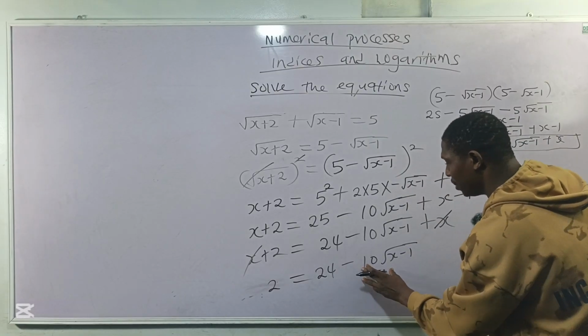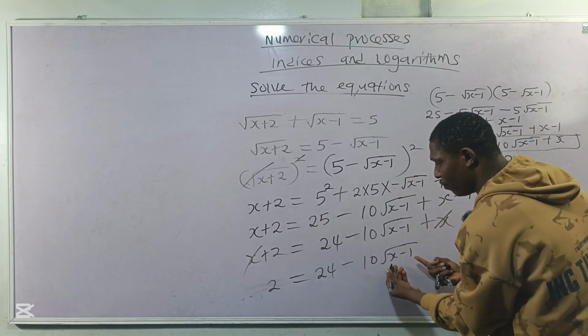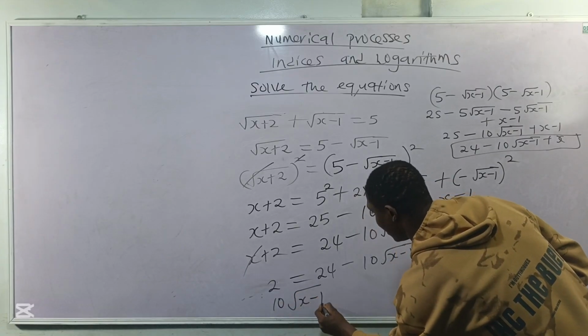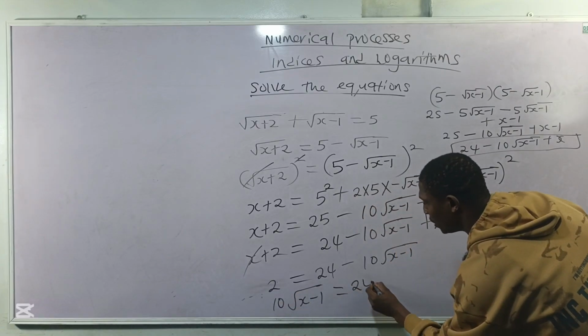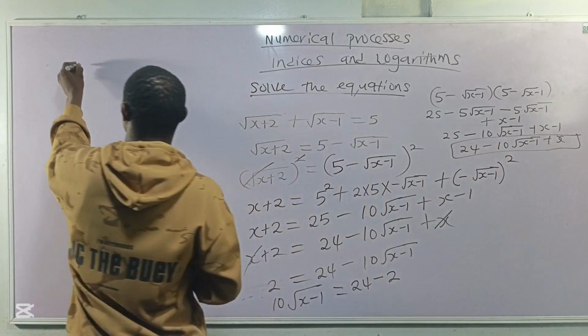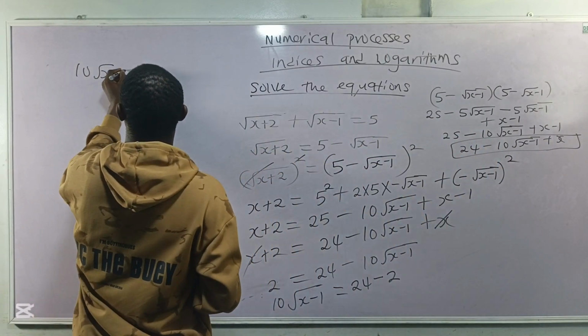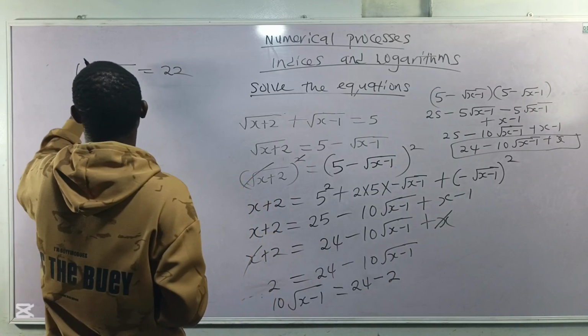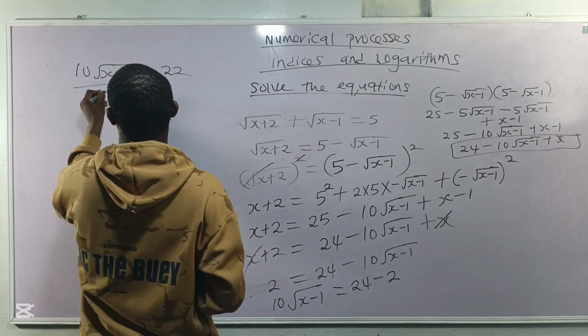I can therefore bring this to the other side to make what I'm looking for positive. To have 10 root x minus 1 to be equals to 24 minus what? 2. To give me 10 root x minus 1 to be equals to what? 22. Remember, I'm looking for what? X, so I'll divide through by 10.